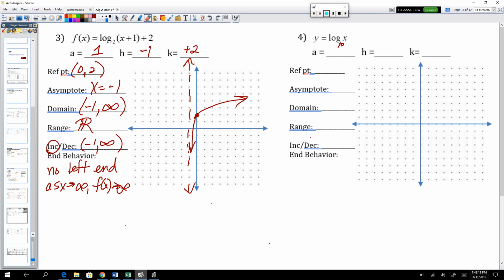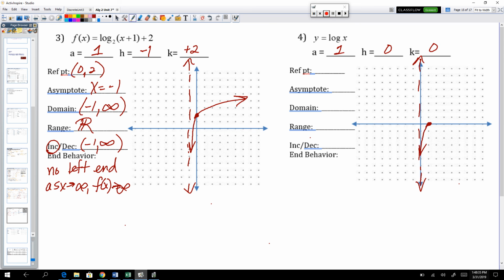Now, this function has no a in front of it, so it's just an invisible 1 again. It is not being shifted left or right. It's not being shifted up or down. Our reference point is still 0, 1. It's not being shifted at all. Our asymptote is still x equals 0. So even though that base changed, the asymptote and the starting point, the reference point, are still the same.